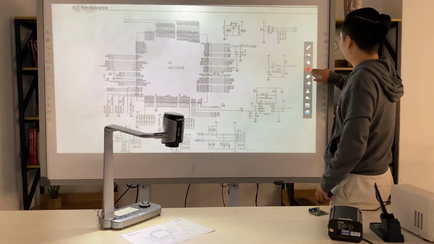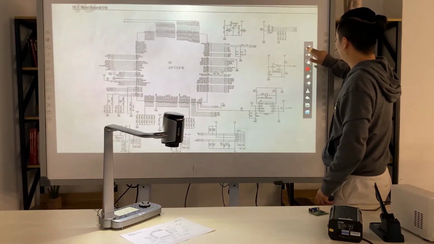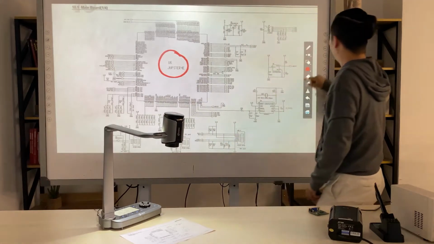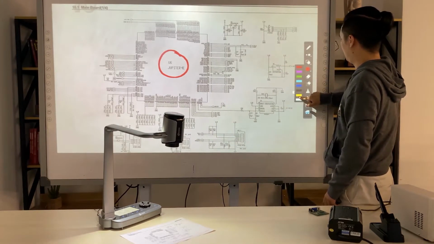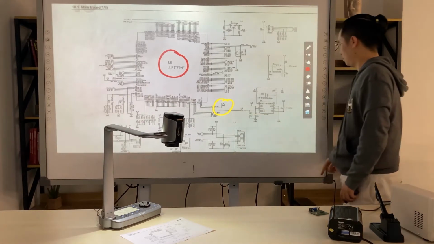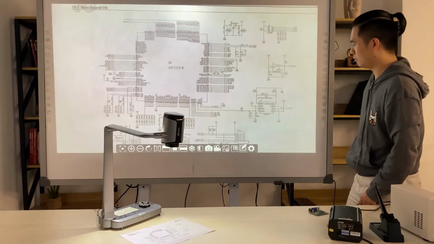Here, click on Annotate and then move to the right side to select the detailed pencil, thickness, and color. It's easy to find the corresponding annotated part on the circuit board. We can easily annotate the important part we would like to focus on, and then save the image.